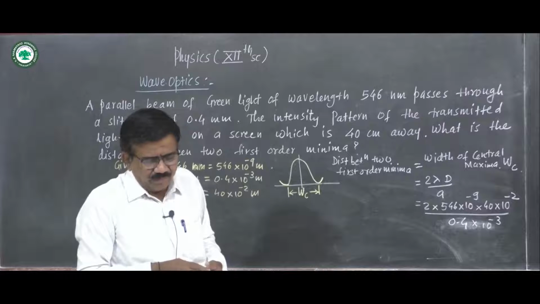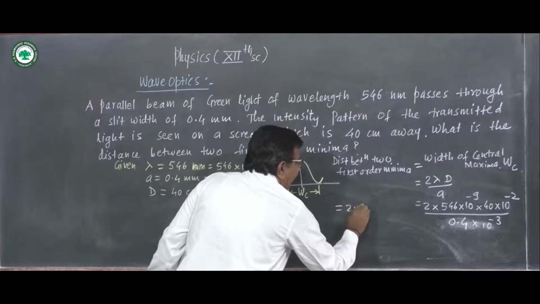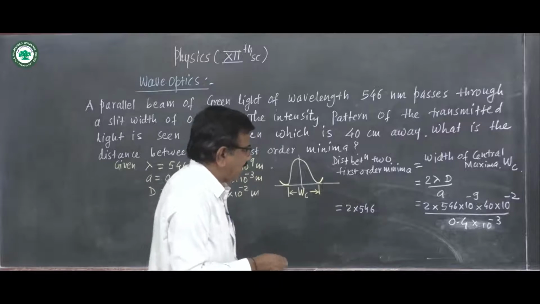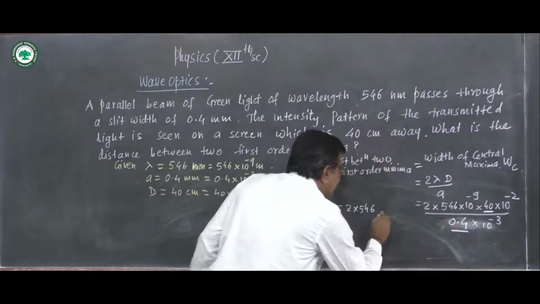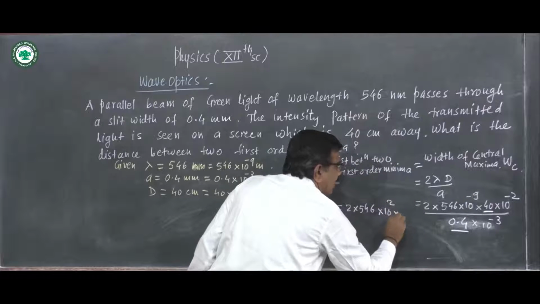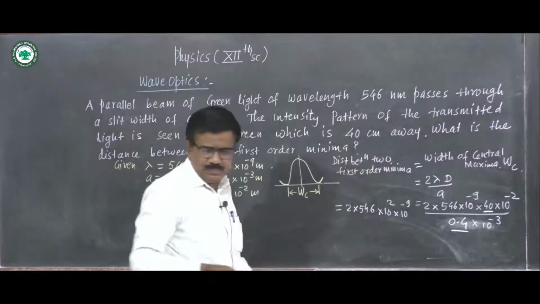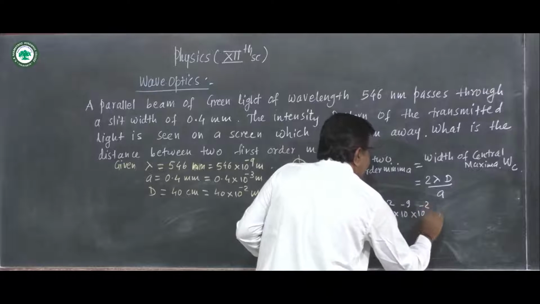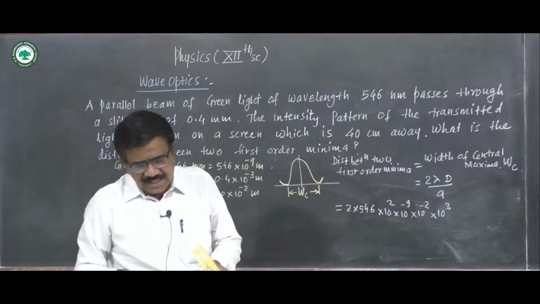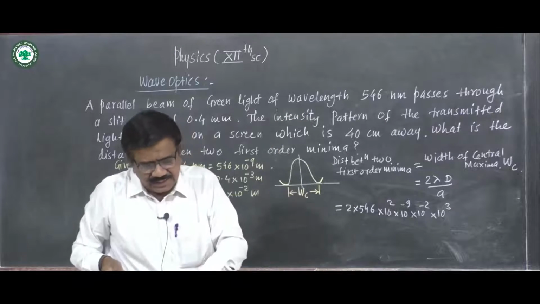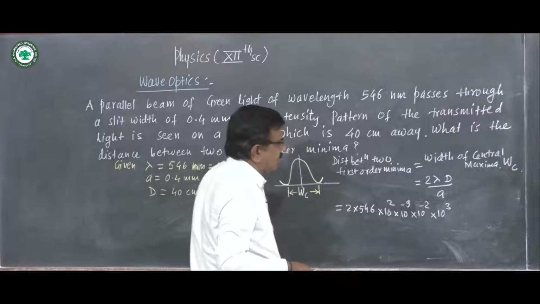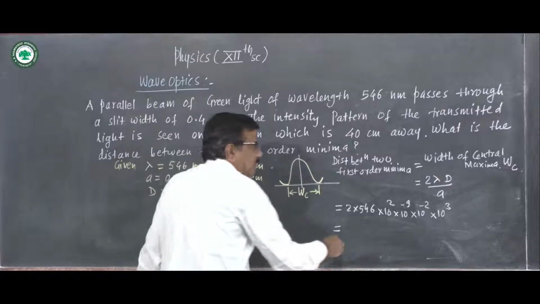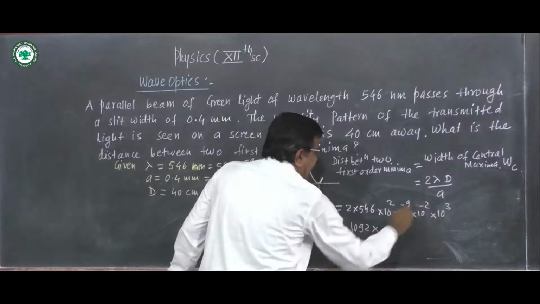Now see here, 2 into 546. This 40 upon 0.4 is 100, that is 10 raised to 2. Here there is already 10 raised to minus 2, and 10 raised to minus 3 from the denominator, when shifted to the numerator, becomes plus 3. So 10 raised to 2 minus 2 is 10 raised to 0, which is 1, and minus 9 plus 3 gives 10 raised to minus 6. And 2 into 546 is 1092, multiplied by 10 raised to minus 6 meter.